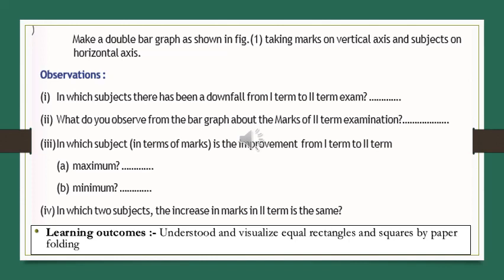Make a double bar graph as shown in the figure, with marks on the vertical axis and subjects on the horizontal axis. After pasting the graph, you have to write down these observations which are based on the data given in the table and graph. So after writing down these observation questions, you have to write the learning outcomes and then your activity is finished.